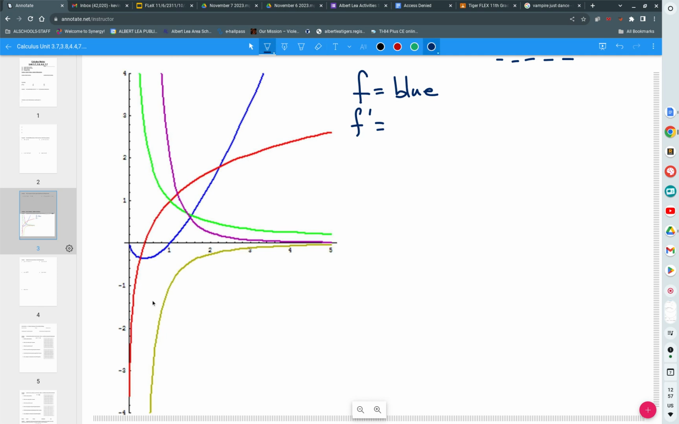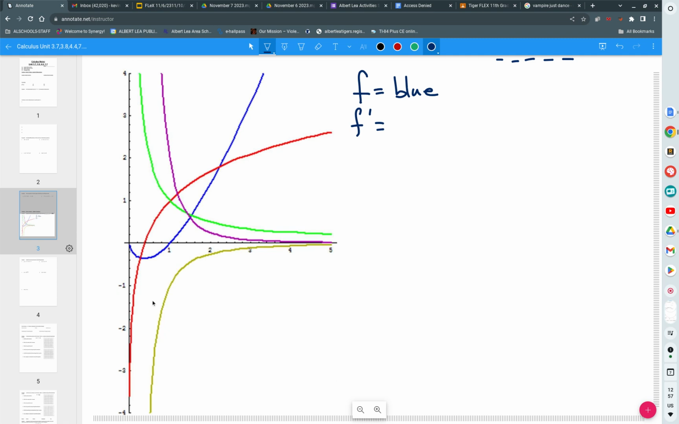Don't say it out loud. Take 20 seconds, talk to your peer next to you. Which one would be the derivative of the blue? Talk to your friend. Talk quietly. Five, four, three, two, one. Okay, which one is the derivative of the blue?